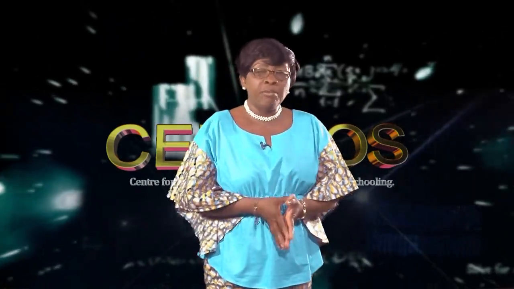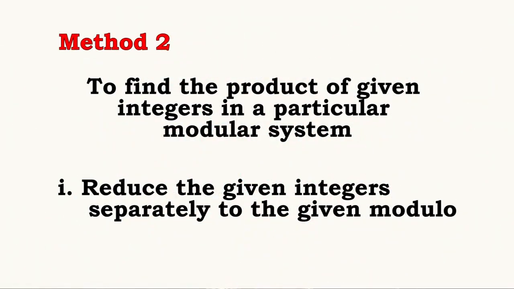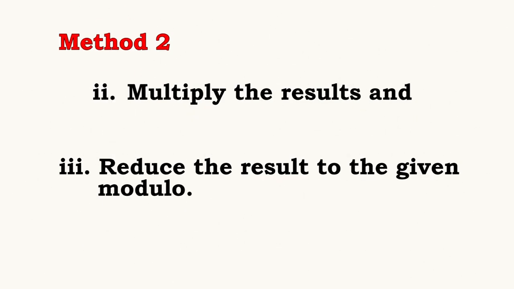Now, just as we did for addition, we can use the second method for multiplication as well. I hope you remember the second method for addition. So in this case, to find the product or the multiplication of two integers in any particular mode, we first reduce each of the numbers separately to the given mode. We multiply the results, and then we finally reduce the answer to the given mode.